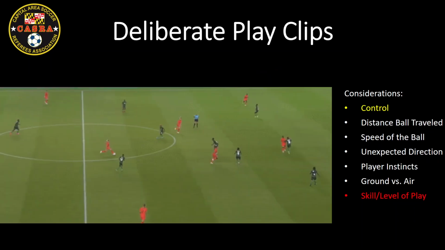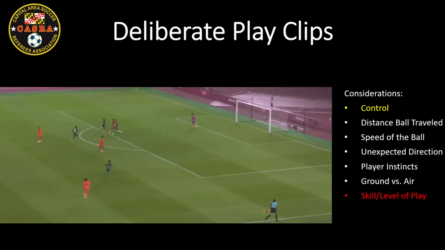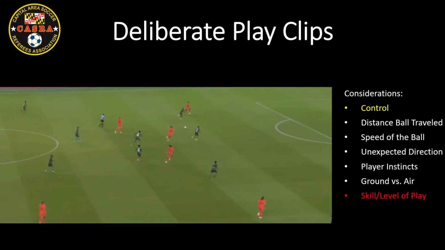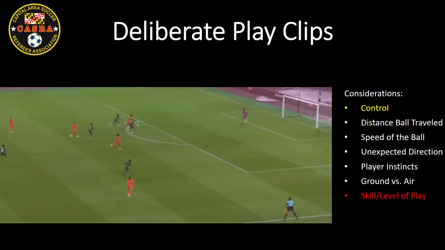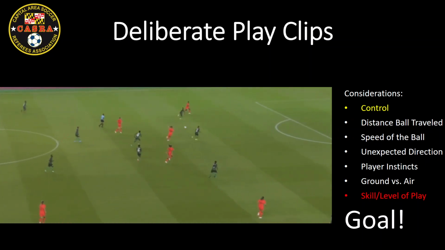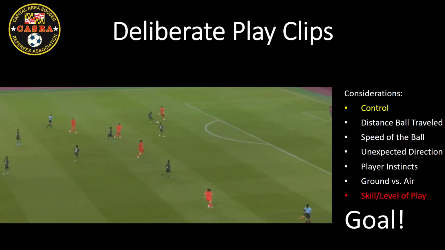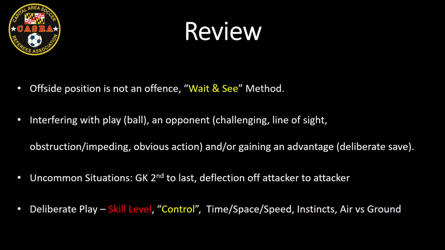Next deliberate play clip. Ball travels long distance. Speed of the ball is slow. The ball travels in an expected direction. This is not a player instinct. The ball is on the ground, so it is easier to control. This is a deliberate play. This is a good goal. This is not offside.